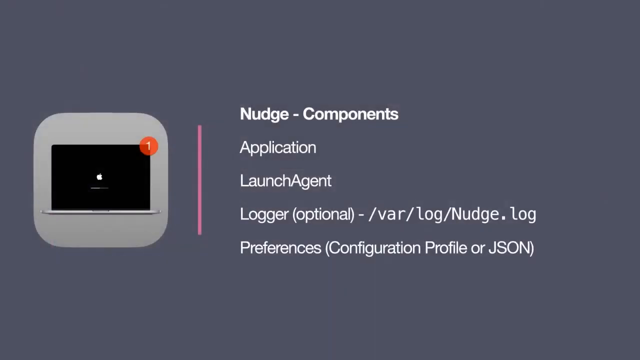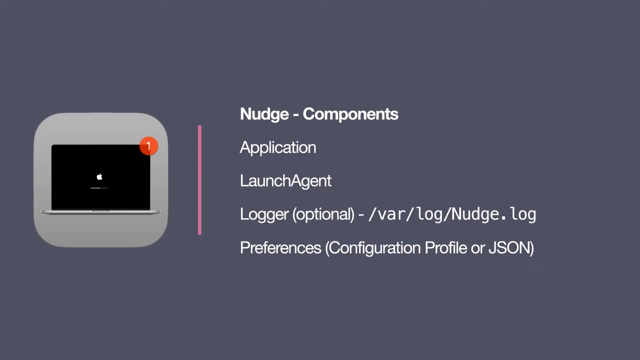So you can download Nudge from its GitHub repository, and in there you'll find the application itself, which is written in Swift and only runs on macOS 11 Big Sur and above. You've got the launch agent, which is optional, and which by default will open Nudge at login and then at 0 and 30 minutes past each hour. We have an optional logger, which is a launch daemon, and it captures Nudge's log output to a file, so you can debug it or just check on what it's up to, make sure it's working.